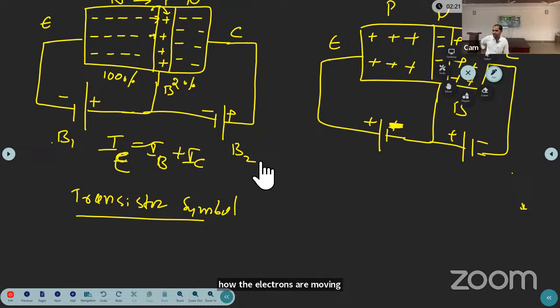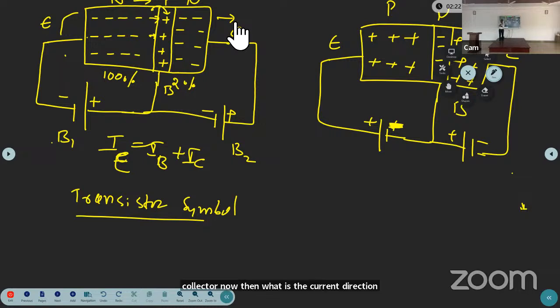What is the electron direction in the NPN transistor? From which region to which region is the electron moving? Emitter to collector region. The electrons are moving from emitter to collector. Then what is the current direction? Opposite, right? The current is flowing from collector to base, base to emitter. The current is always opposite to the electron direction. So the electron is moving like this and the current is in the reverse direction.